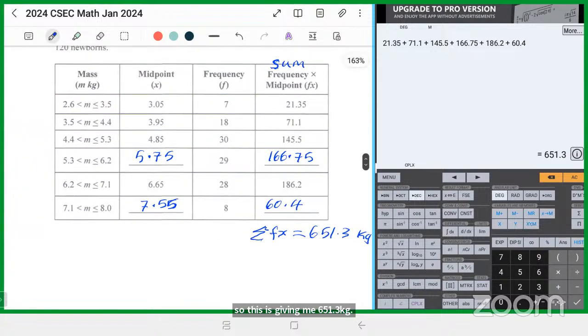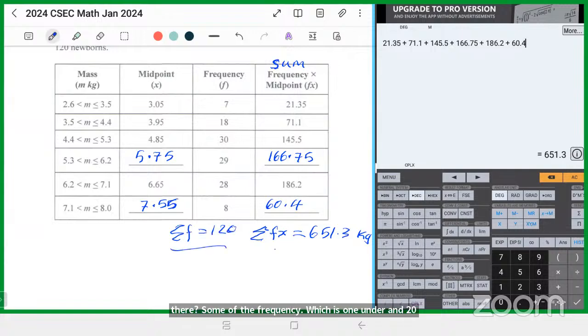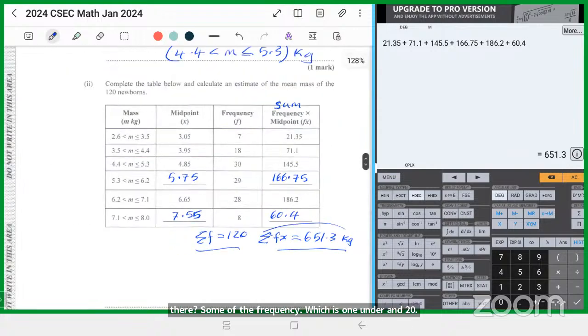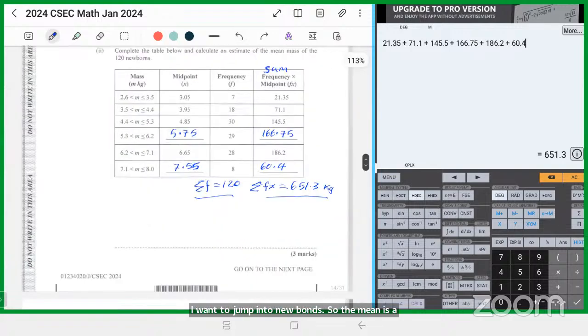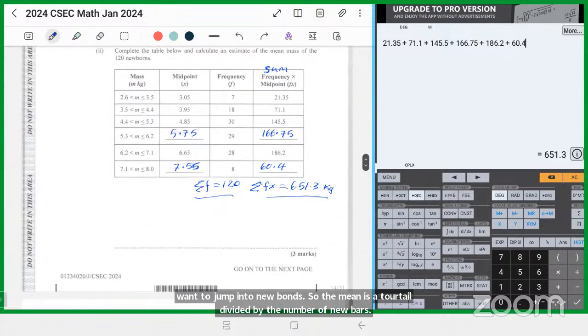How many babies are there? The sum of the frequency, which is 120. All right, so we need these two figures now for the mean. So this is the mass of all 120 newborns combined, approximately. There are 120 newborns, so the mean is the total divided by the number of newborns. Simple as that. It's not just a formula. It makes sense. It must make sense.